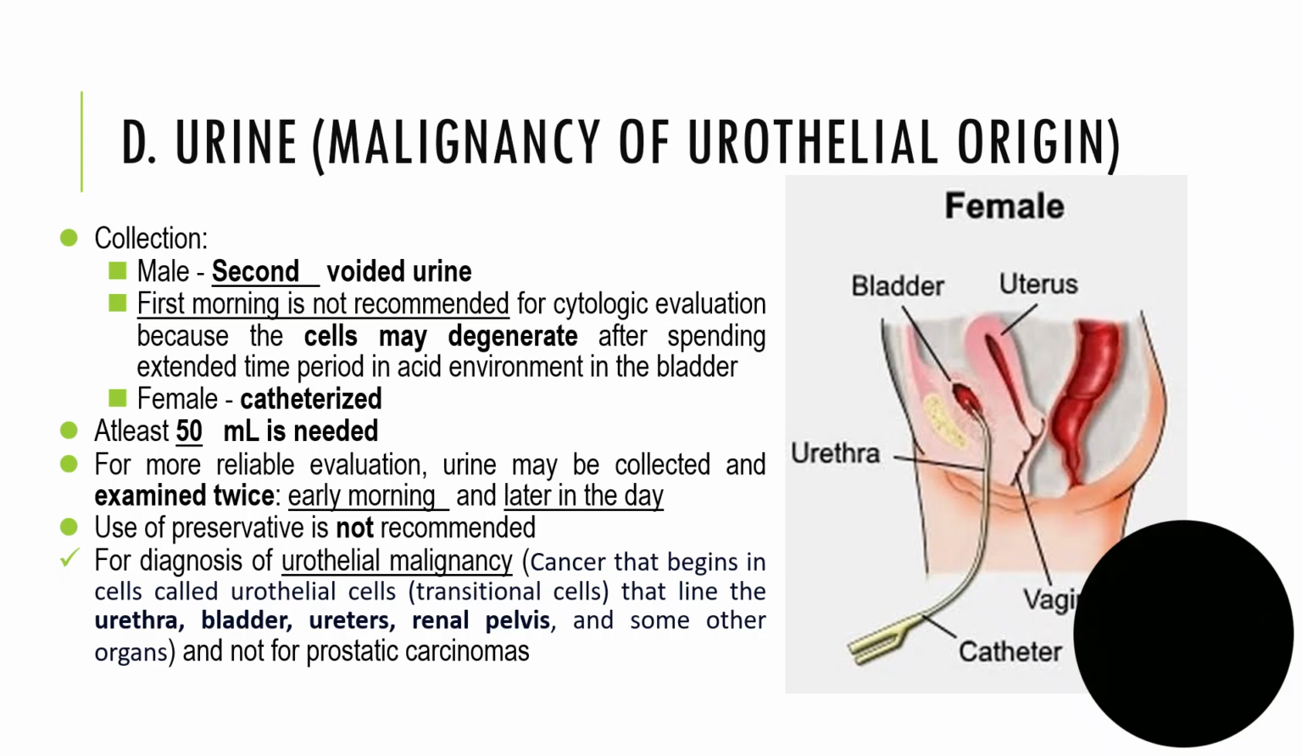In females, catheterized urine is used because voided specimens in females are frequently contaminated with vaginal cells and microorganisms, which interfere with interpretation. The volume, at least 50 ml, is needed to ensure adequate cellularity after centrifugation. For more reliable evaluation, urine may be collected and examined twice, once in the early morning and once later in the day. So multiple specimens increase diagnostic sensitivity. The use of preservatives is generally not recommended for urine cytology as they can distort cellular morphology.